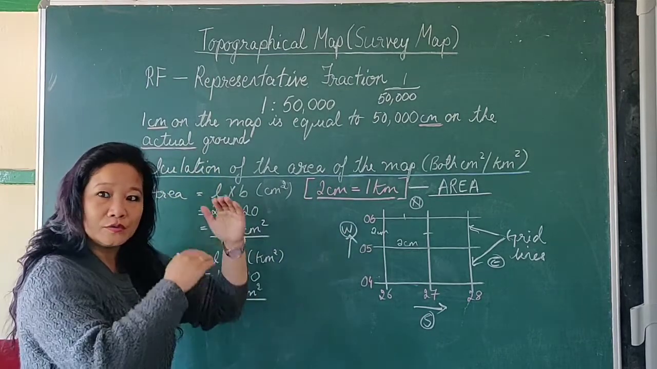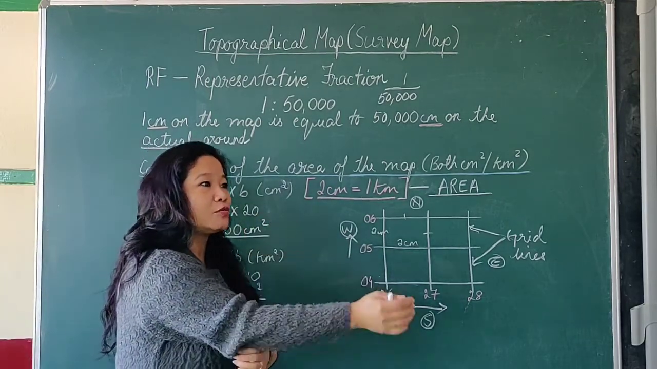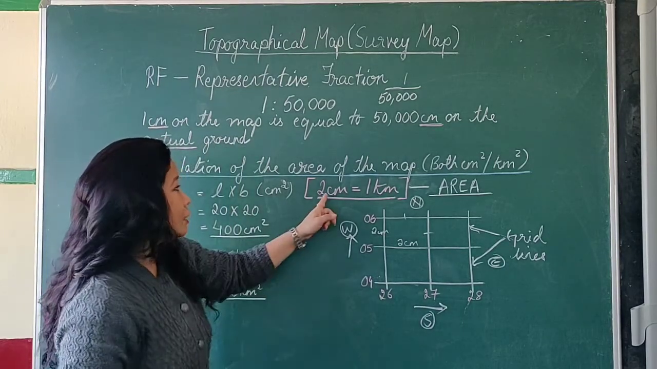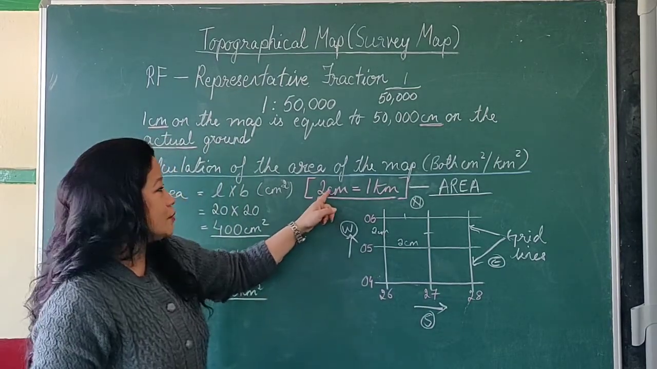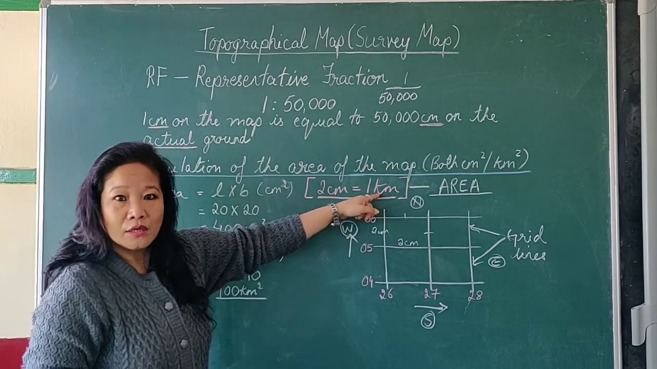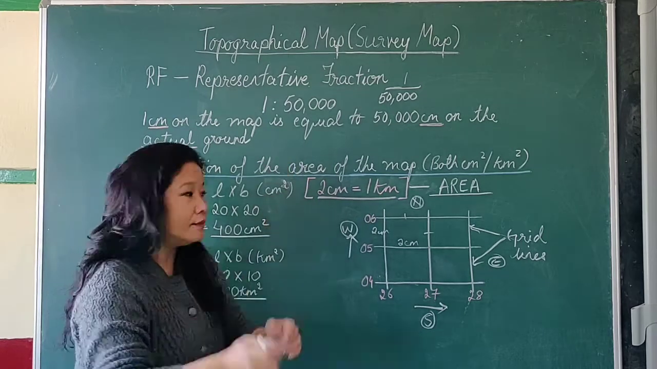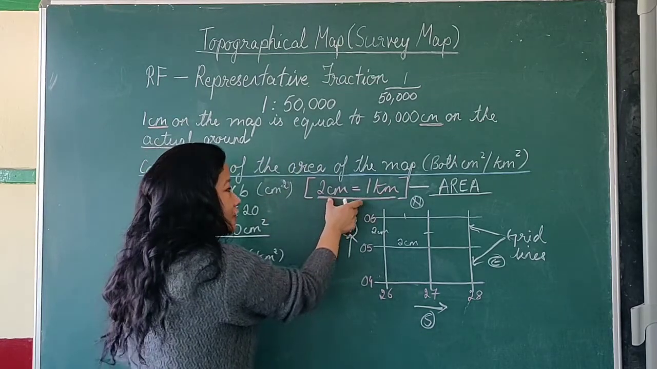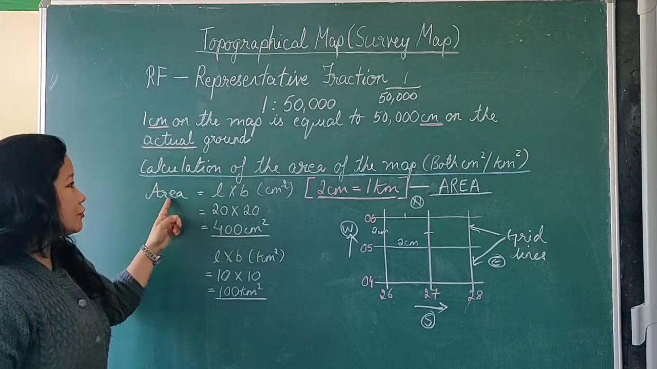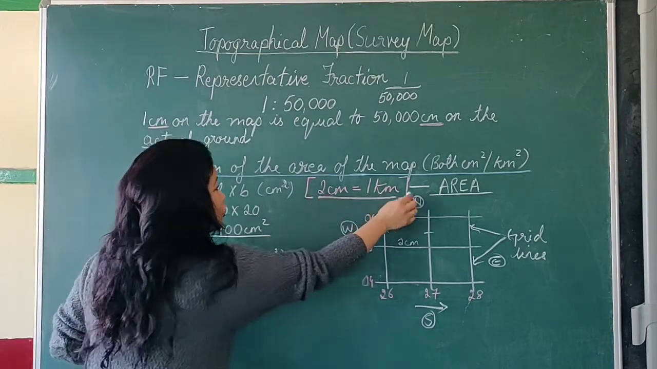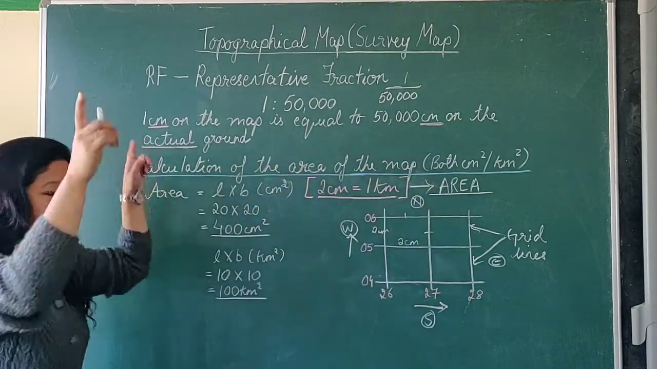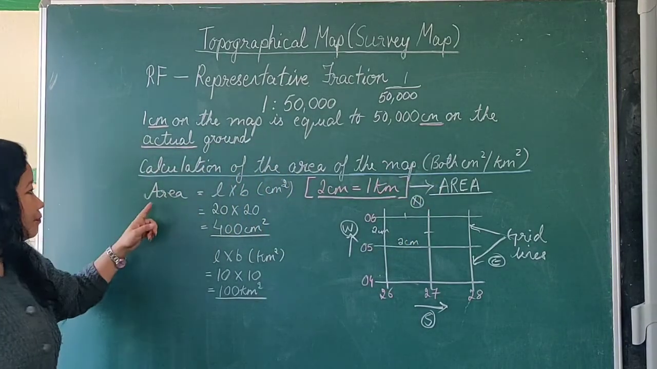I'll show you the scale which is used to calculate the area of the map. Over here you can see 2 centimeter is equal to 1 kilometer. Mathematically it's wrong, but since we have reduced scale, we use this scale to find the area of the map, the total area of the map or a part of it.